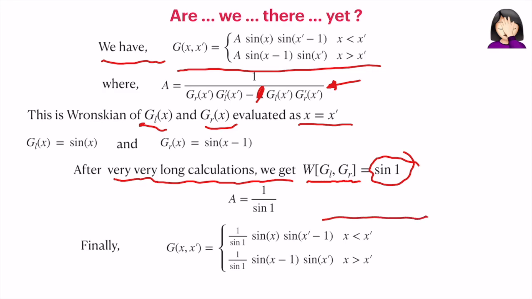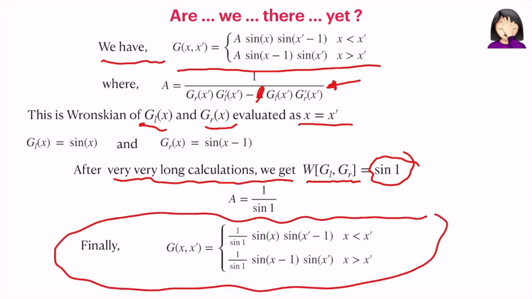Now we have a full Green's function given by this expression. We have a constant a determined by 1 by sine 1. Then we have a left-hand solution of x, and then we have a right-hand solution of x prime. Then when x is greater than x prime, we have the right-hand solution of x and the left-hand solution of x prime. So this gives the Green's function. We still have some more work to do. We have to find out the solution.